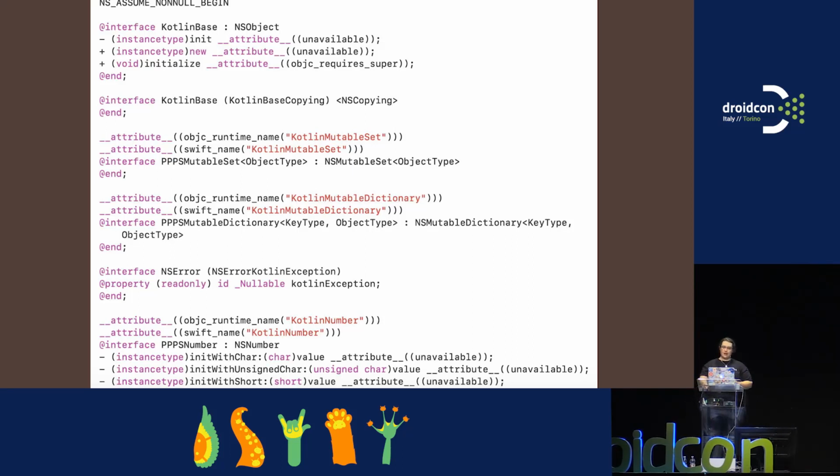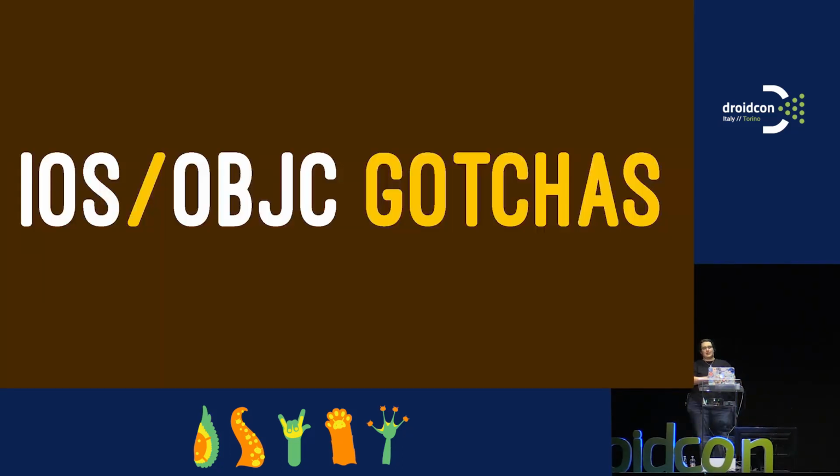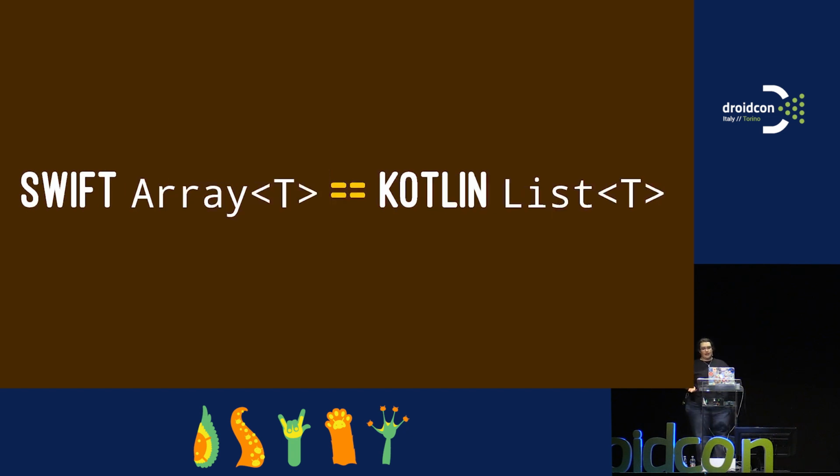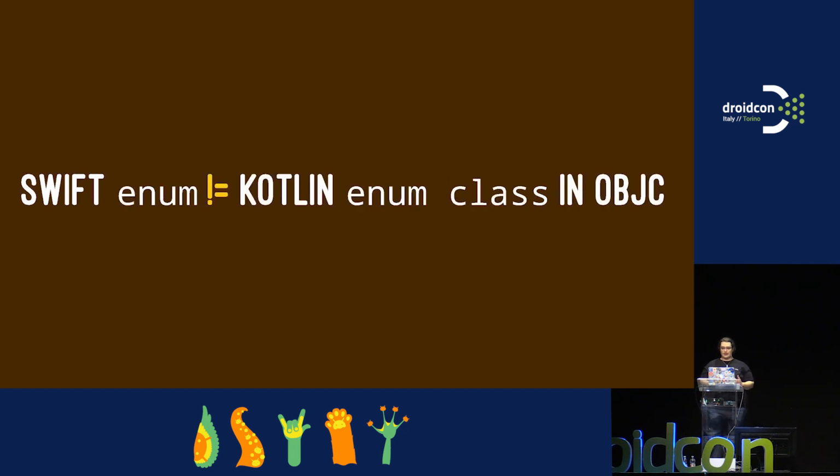Speaking of interoperability, there are a few gotchas. Some of them are really simple and easy to work around, like the fact that a Swift array and a Kotlin array are not the same thing. If you're looking for working with typed arrays of things in Swift, you have to use a typed list of things in Kotlin-Native code. That's not that horrible. That's just like, oh, I just use a different word. Totally fine. Things start to get a lot messier when you start working with enum classes and sealed classes.